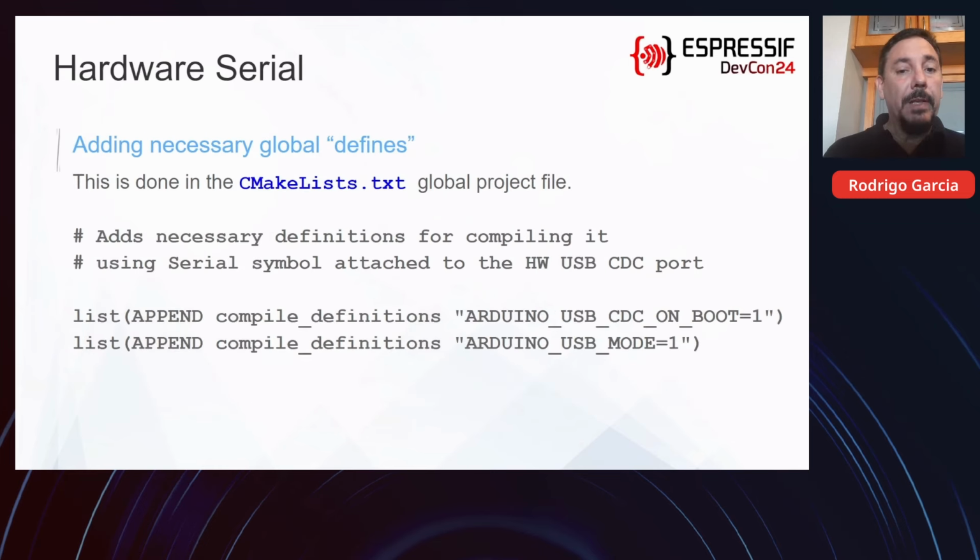In order to declare those two defines, you go to the CMakeLists.txt file from your main project folder and add those two lines that will just define those two symbols as 1 and 1. That's all you need to do.